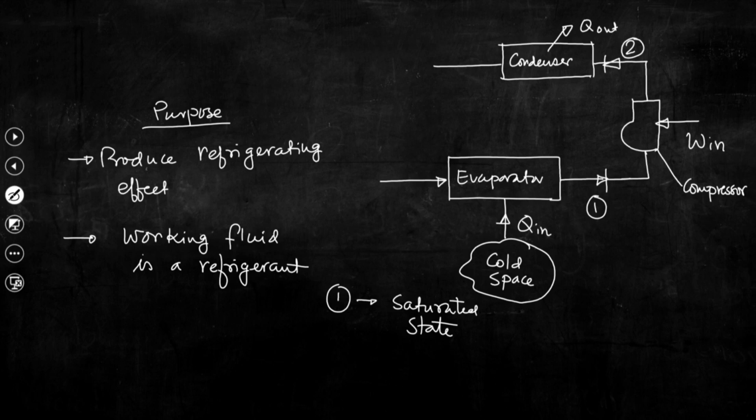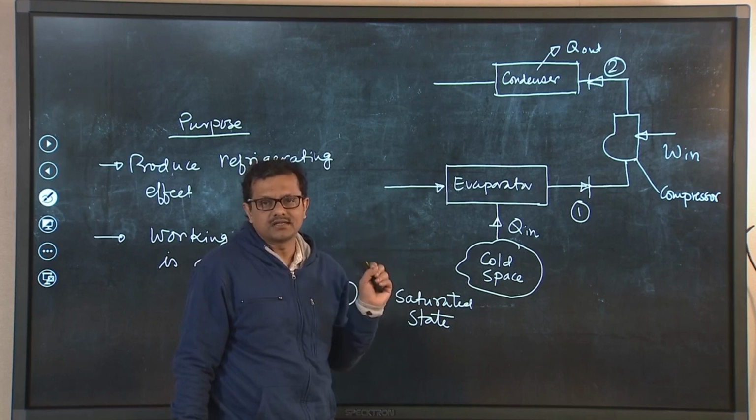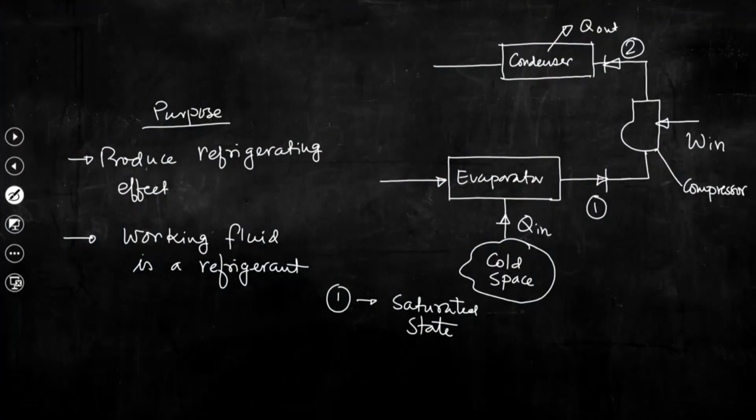refrigerant will increase, and that refrigerant which is available at the exit of the compressor is now taken into this condenser, and by releasing heat while passing through the condenser, the refrigerant will be taken to another device. So, if we give a name, this is point 3.